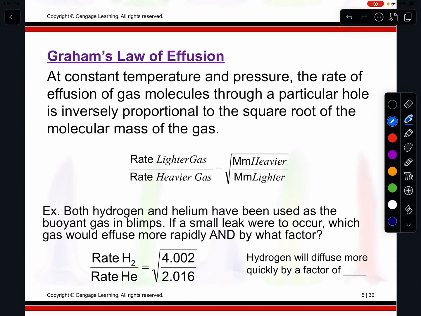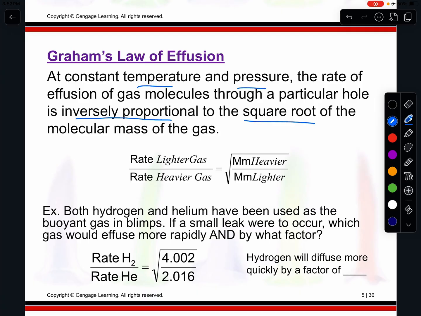Now, how can we put an actual number to how fast or how slow molecules move against each other? The answer is yes. It is called Graham's law. Graham's law of effusion means that at constant temperature and pressure, so we're not changing either of these, the rate of effusion, meaning a gas releasing itself through a hole, is inversely proportional to the square root.